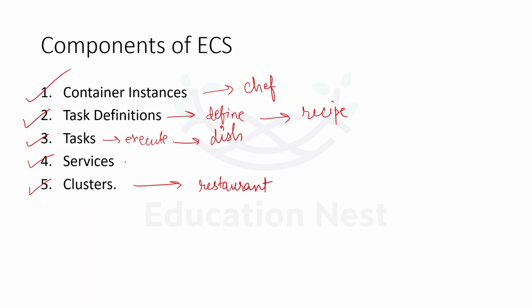And lastly, service. You can understand this as a waiter. How as a waiter? Because a waiter in a restaurant takes orders and serves the food to the customer. So a service in ECS manages the tasks by ensuring that the specified number of tasks are running and replaces any task that stops or fails. So these are the analogies that you can use for understanding it better. Okay, these are the 5 important concepts, or say the components of ECS.